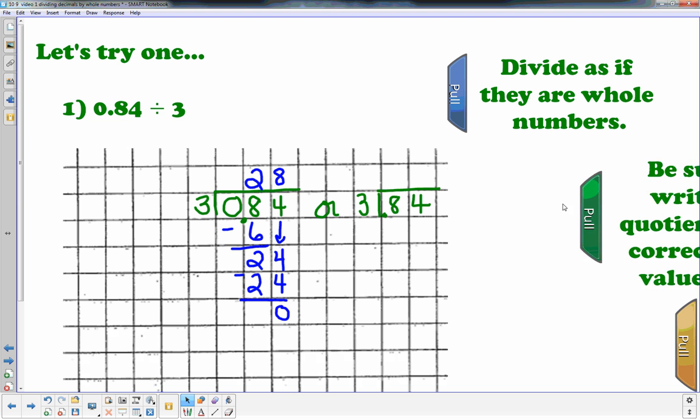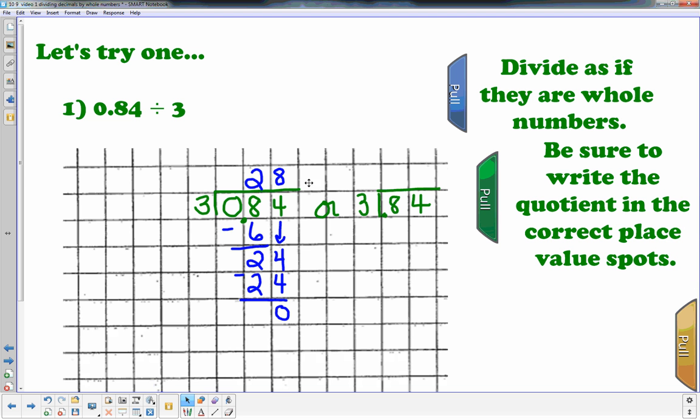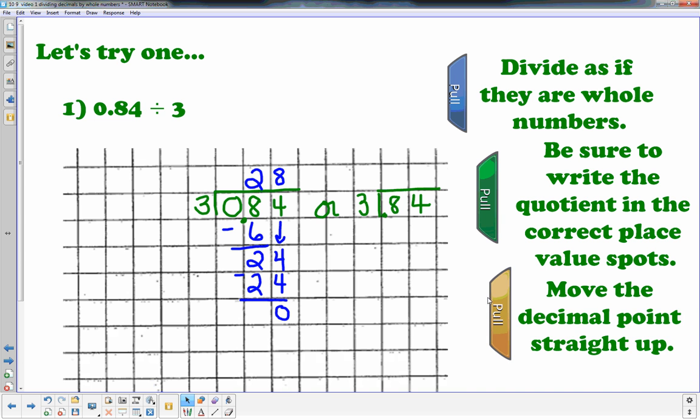Now, it's very important that you write the quotient in the correct place value spots. The 2 should be above the 8. The 8 should be above the 4. Our last step is we move that decimal point straight up. 84 hundredths divided by 3 is 28 hundredths. Check over your work, and then the next thing we're going to do is check this.